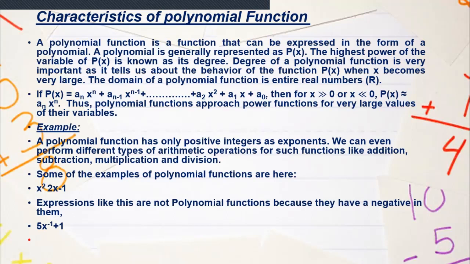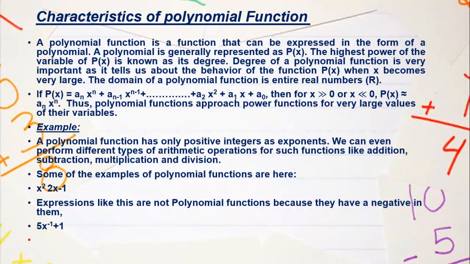So a polynomial function is a function that can be expressed in the form of a polynomial. A polynomial is generally represented as P(x). The highest power of the variable of P(x) is known as its degree. So the degree of a polynomial function is very important as it tells us about the behavior of the function P(x) where x becomes very large. So the domain of a polynomial function is the entire real numbers, which is also called R. So that could be a bit confusing in the questions, but we have to keep that in mind. It's R. So yeah, let's continue.